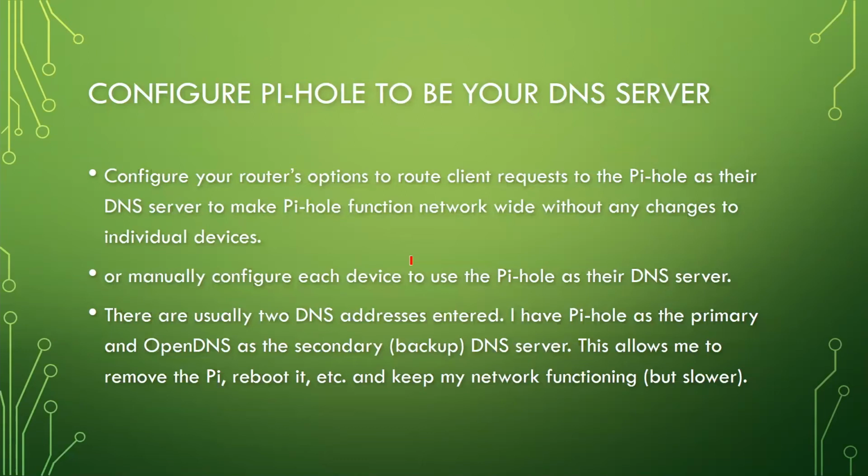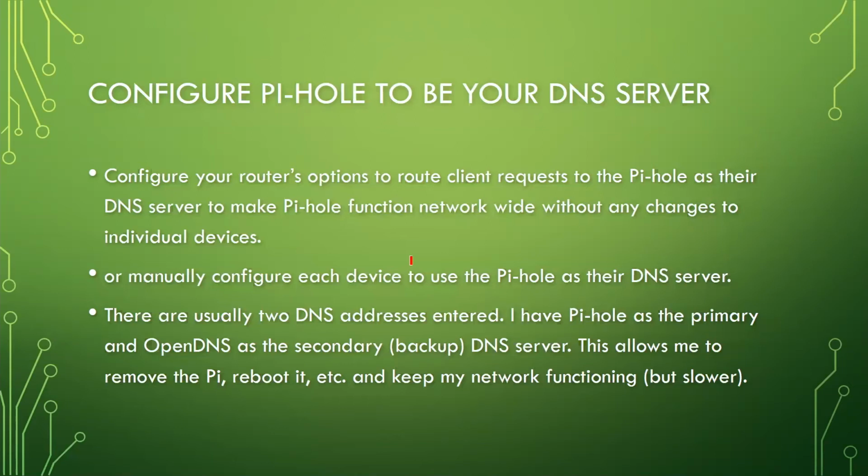If you get to the point where you want to use it for everything, you can go in and do it on your, probably your router, or whoever's assigning DHCP answers. There's usually places for a primary and a secondary, and the way that it's supposed to work is that the primary is asked every question, and only if it does not answer does it go to the secondary one. So I have OpenDNS as the secondary one. This will allow me to take out the Pi if I need to, or if it's dead, then my network will continue to work, but it might be a little bit slower.